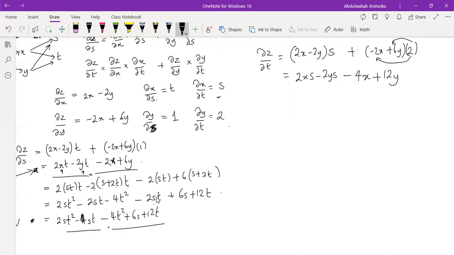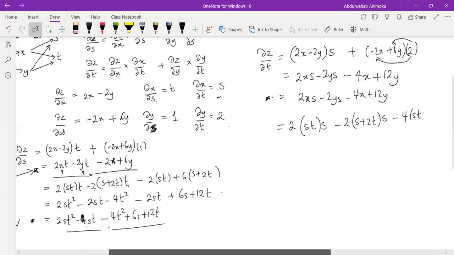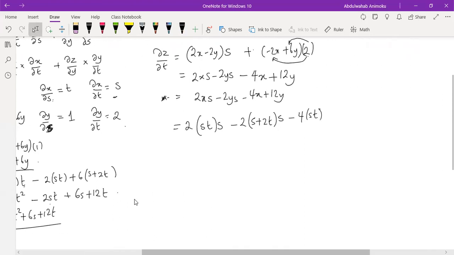So I'm using these two to multiply this, and these two to multiply this. Okay. So you have this, and you can leave your answer as this, right? So this is quite correct. Or if you like, you can simplify everything in terms of s and t, which means substituting what x is. What is x? We got x as st, then minus 2y. What is y? Y is s plus 2t, times s. Then you have minus 4x, which is st, and then plus 12y. What is y? S plus 2t. Right. So then you can now expand this.